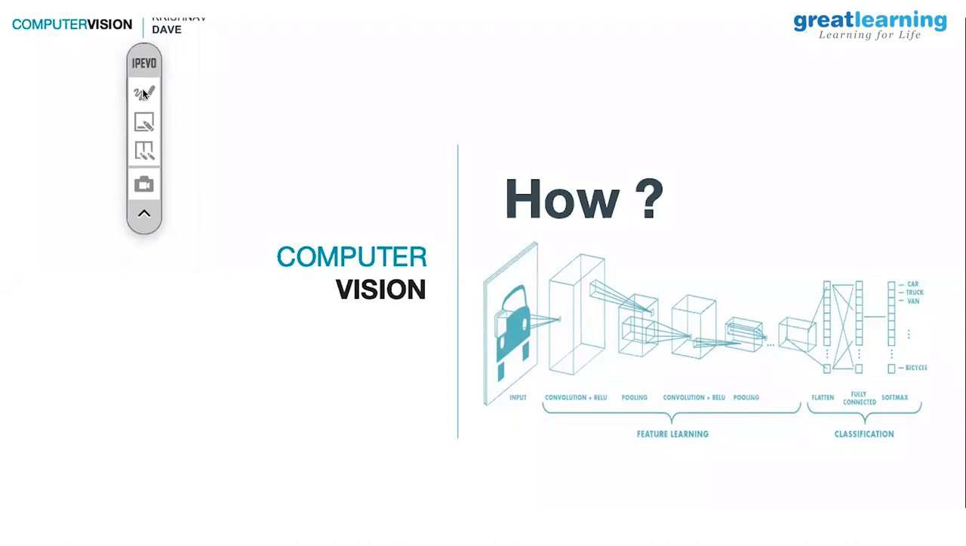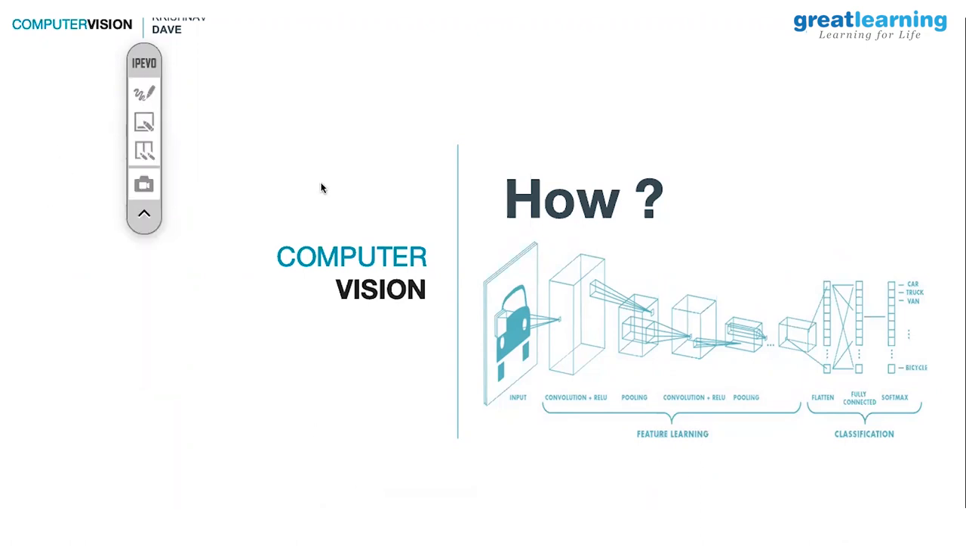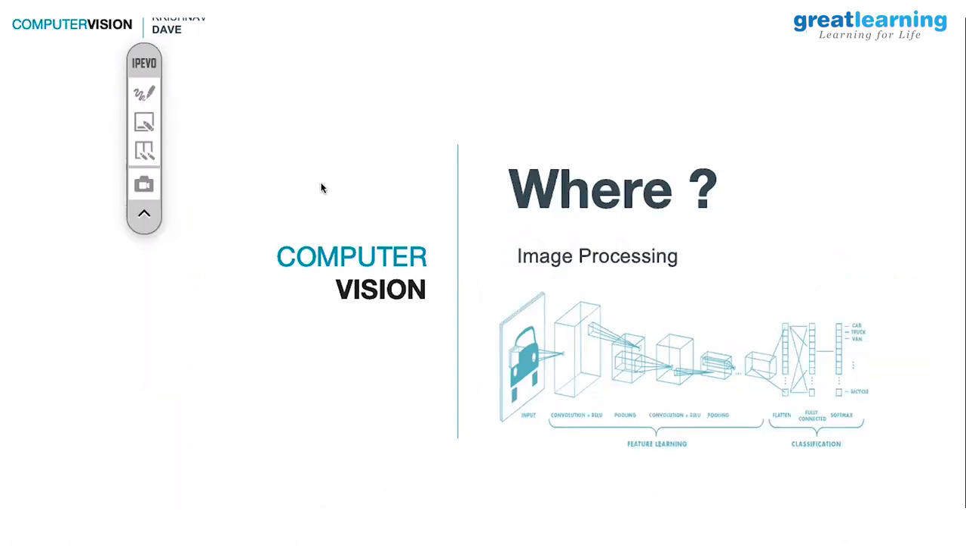How we do it. So please remember one thing. This is your static layer, forward propagation layer. This is your forward and backward propagation layer for learning. All right. So this is your classification layer. This is your feature learning layer. Exactly where image processing is used.